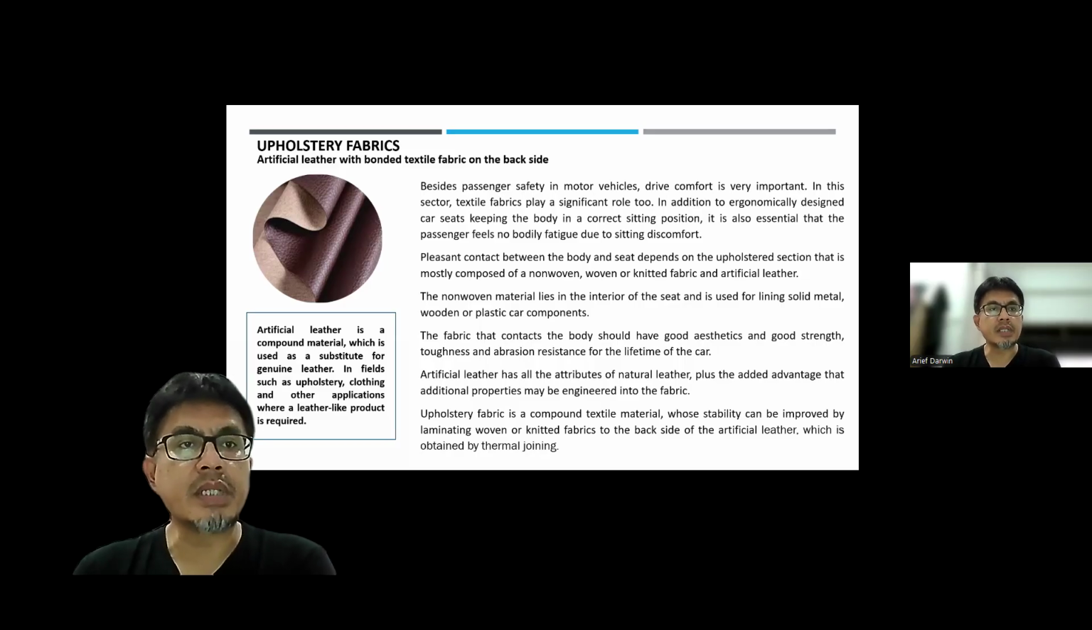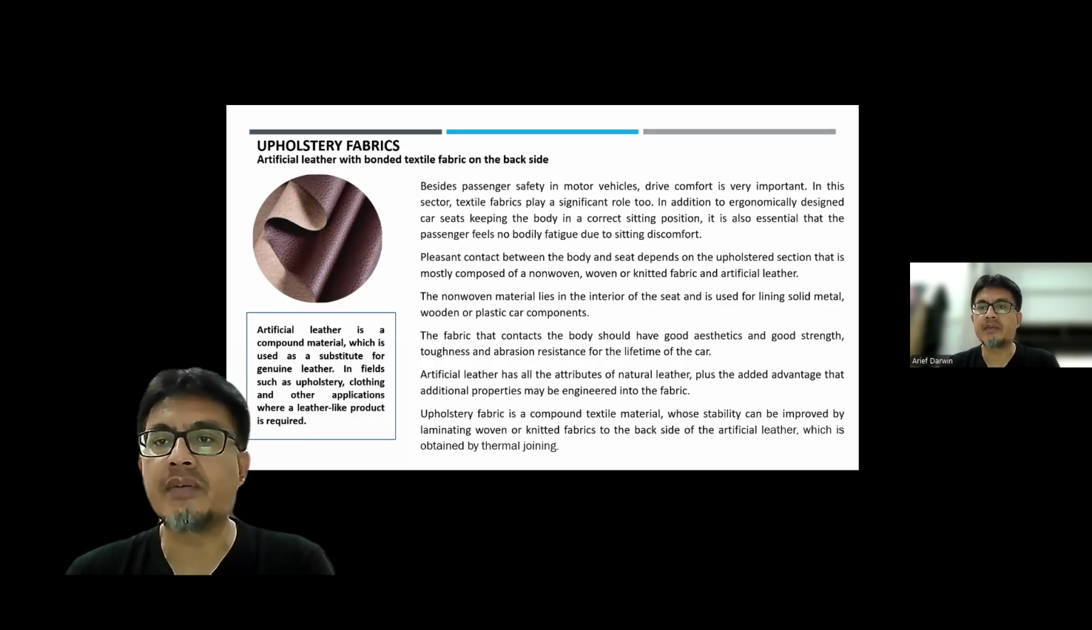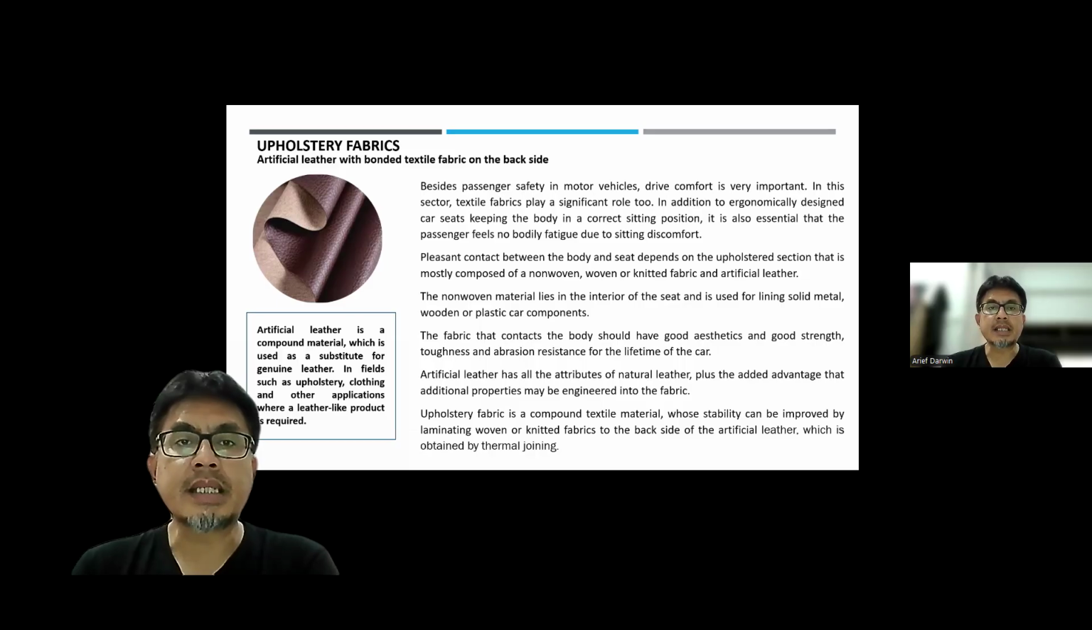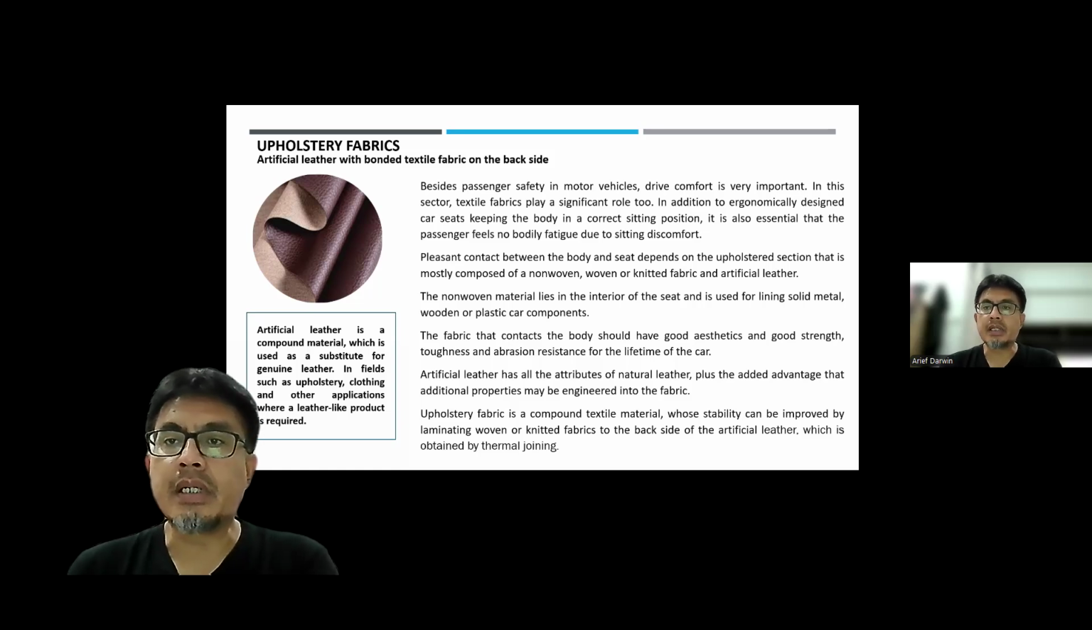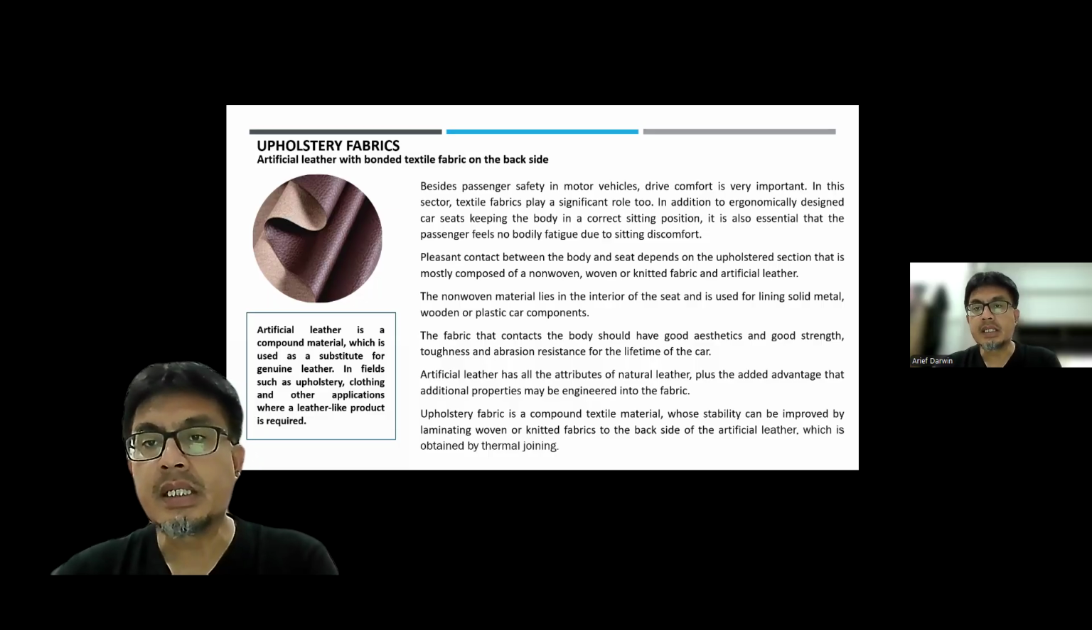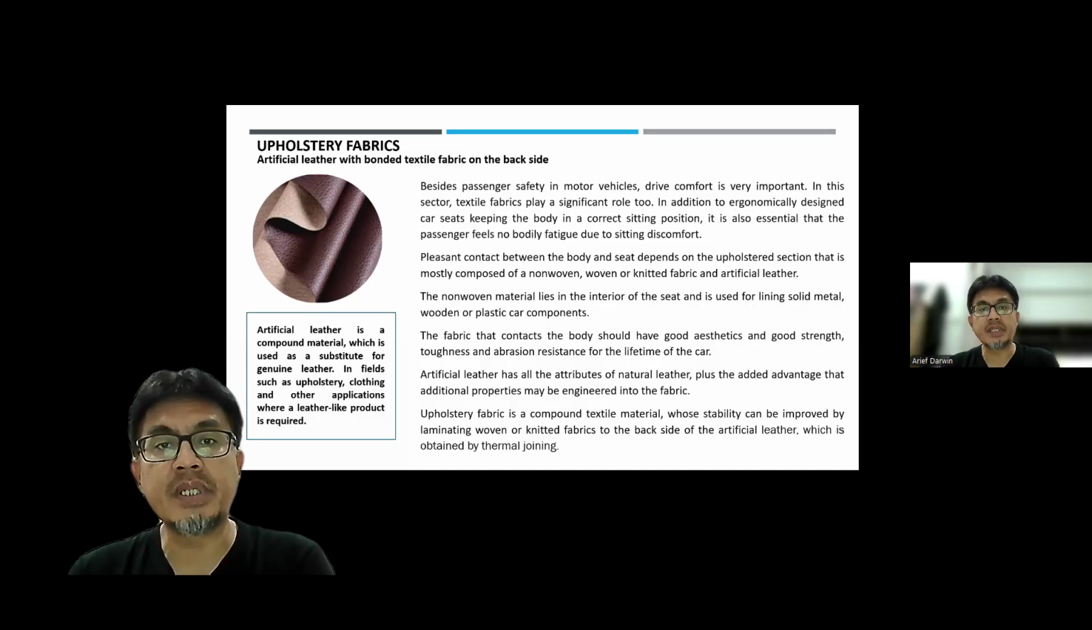Now we're going to talk about the upholstery fabric. Here specifically, we're talking about the artificial leather with the bonded textile fabric on the backside. Besides passenger safety in motor vehicles, drive comfort is very important. It is a sector where textile fabric plays a significant role too. In addition to the ergonomic design, with car seats keeping the body in the correct sitting position, it is also essential that the passenger feels no bodily fatigue due to sitting discomfort.